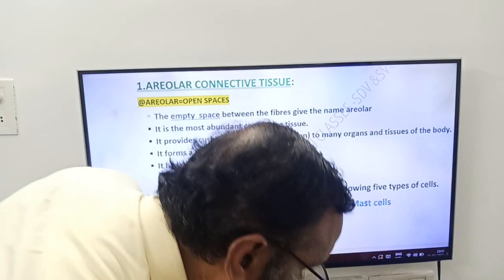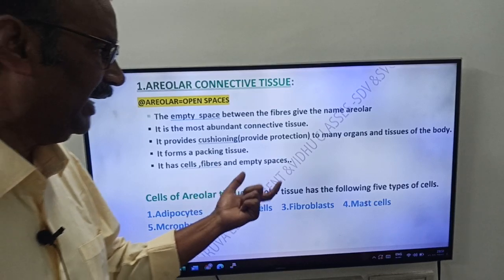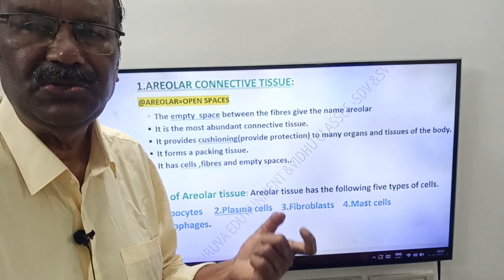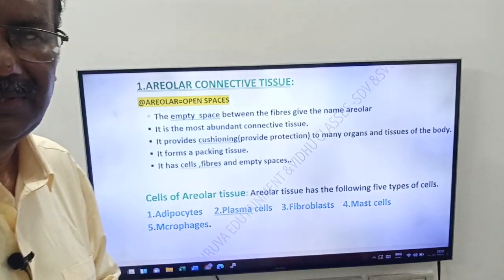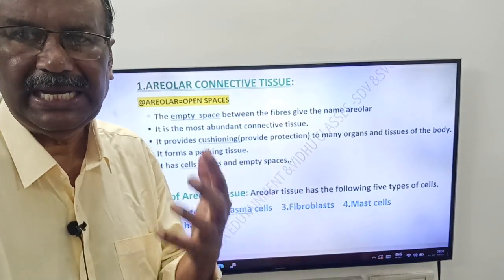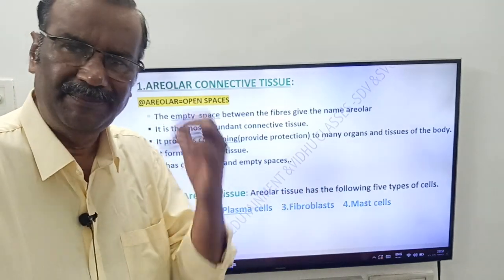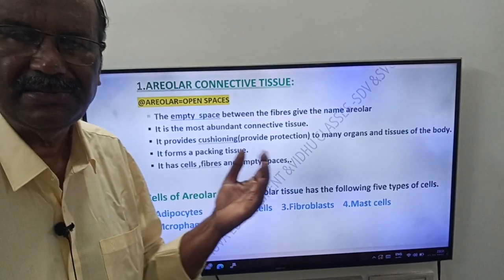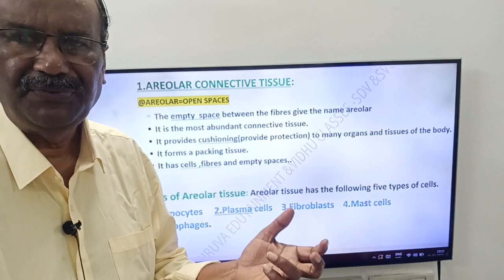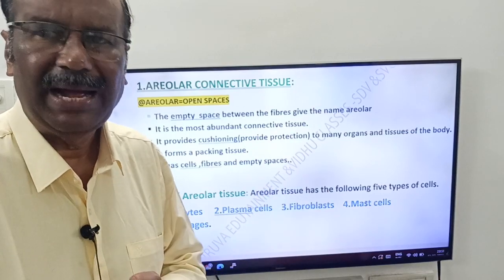Okay, friends. Now come to cells of areolar connective tissue. Areolar connective tissue has 5 types of cells, friends. APFMM, you have to remember, friends. That is the trick. What are those 5, friends? A stands for adipocytes, P for plasma cells, F for fibrocytes, M for macrophages, and last M for mast cells.